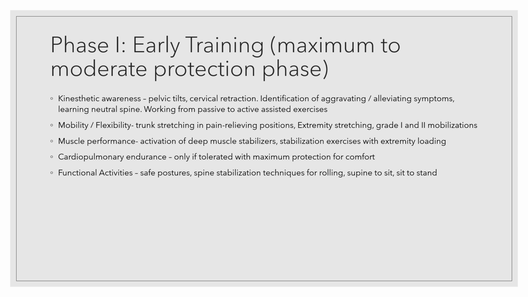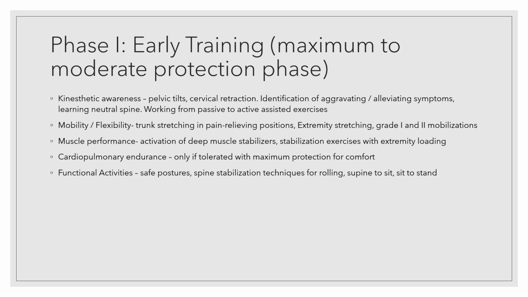For mobility and flexibility, we're going to emphasize trunk stretching in pain-relieving positions, extremity stretching, and grade 1 and 2 mobilizations for pain management as appropriate. Muscle performance is going to focus on activation of deep muscle stabilizers, so our drawing in maneuvers, our chin tucks, our multifidi activation, and stabilization exercises with extremity loading as appropriate, so we want to progress the patient appropriately.